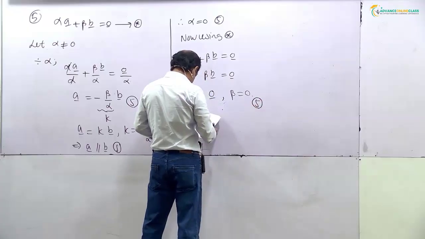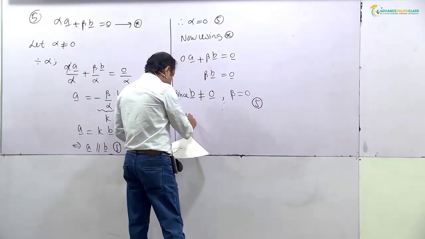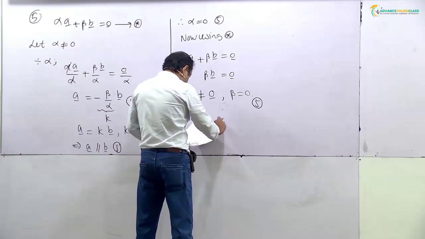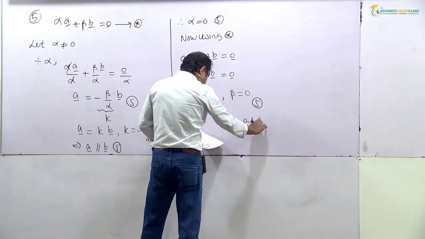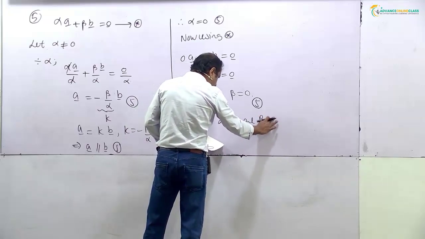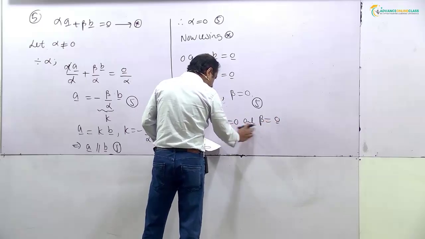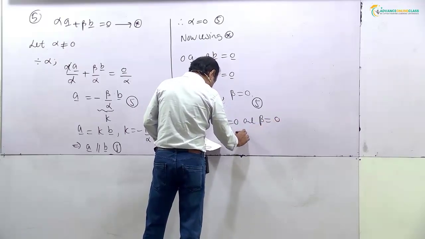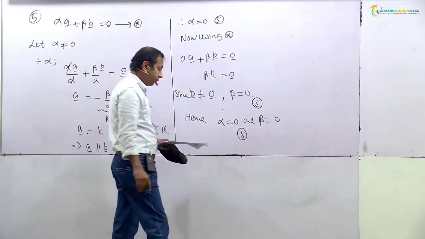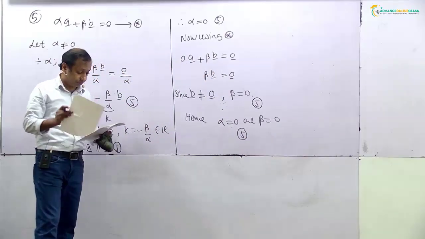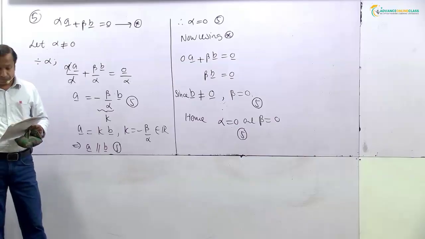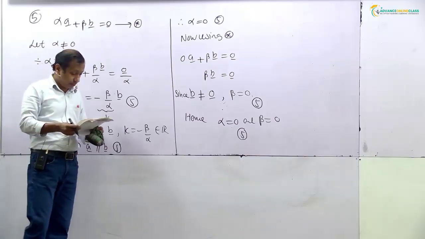Five marks. Right, write down. Hence, alpha equals 0 and beta equals 0. For these 5 marks, the whole proof 30 marks come in here. Okay. Next question.